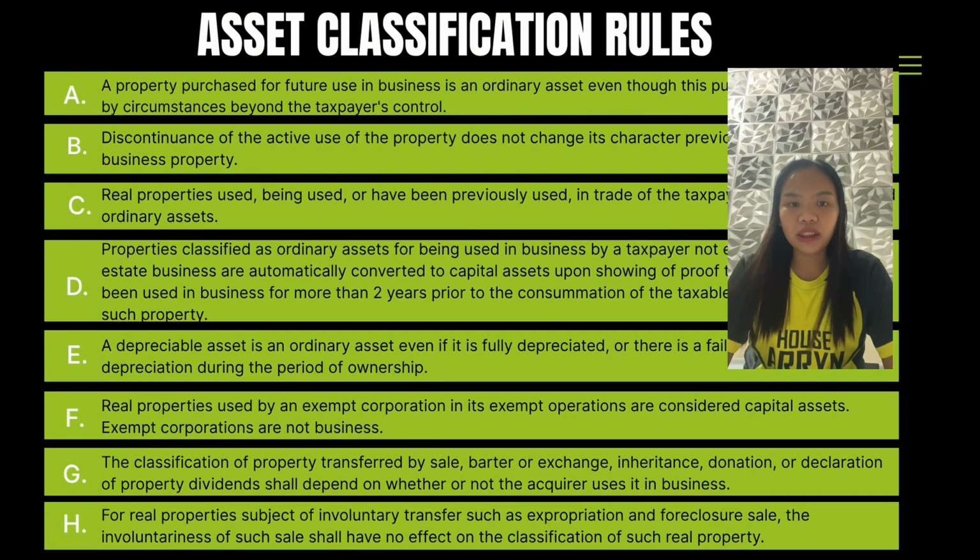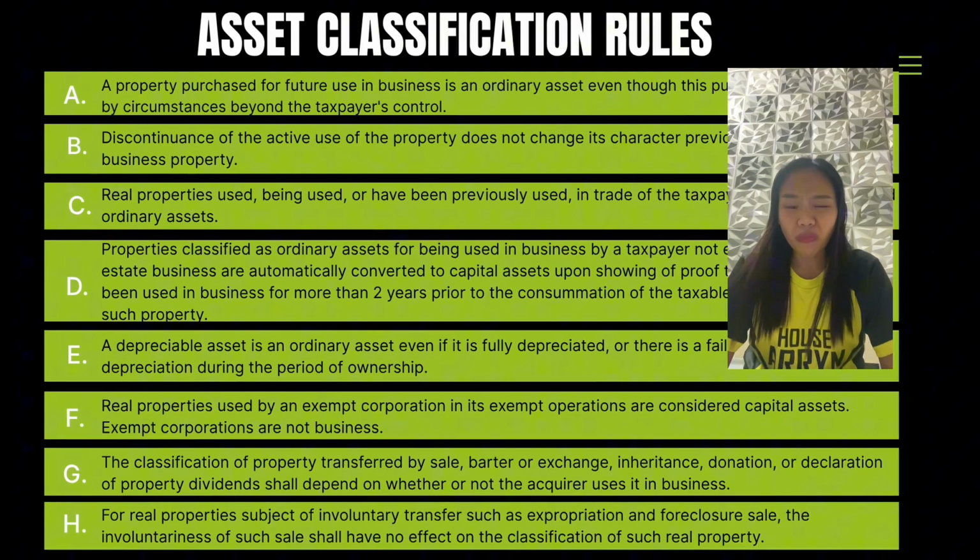Real estate business. Properties classified as ordinary assets for being used in business by a taxpayer not engaged in the real estate business automatically convert to capital assets if the taxpayer can prove they have been used in that business for more than 2 years before the taxable transactions involving such property. Depreciation. A depreciable asset remains an ordinary asset even if fully depreciated or if depreciation wasn't taken during the ownership period. Exempt corporation. Real properties used by an exempt corporation in exempt operations are considered capital assets.